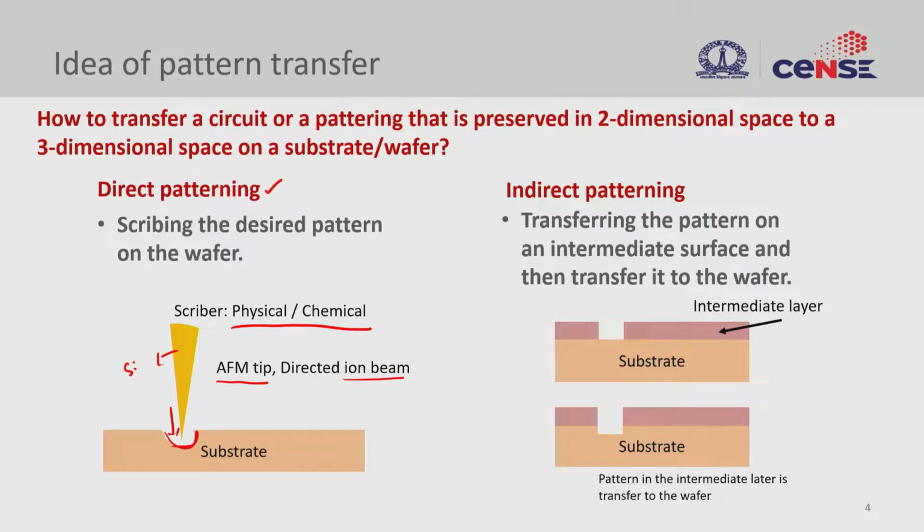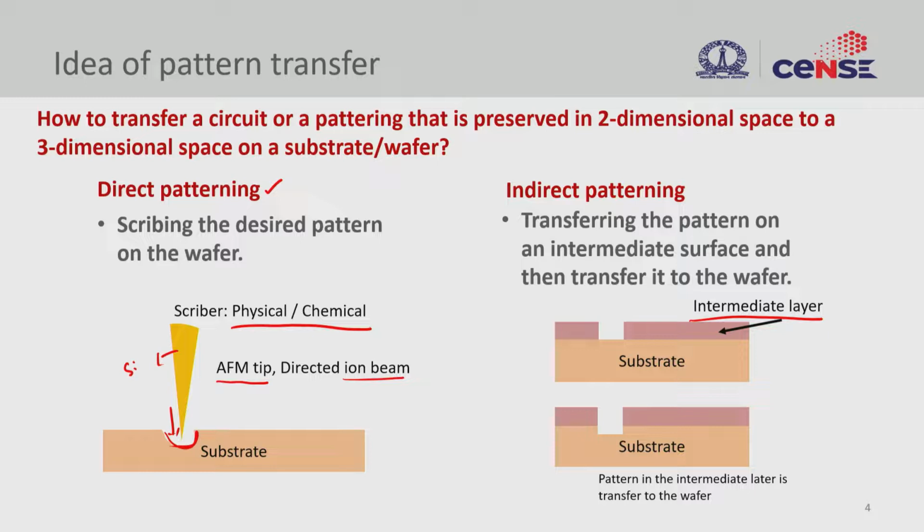And the next way is to do it using indirect patterning. So in indirect patterning, as I mentioned, we use an intermediate layer, right? We don't directly touch the substrate. The substrate remains untouched and pristine, right? Unlike the direct patterning case, where there is an interaction between the scriber and the substrate, in the indirect patterning technique, you don't have any interaction.